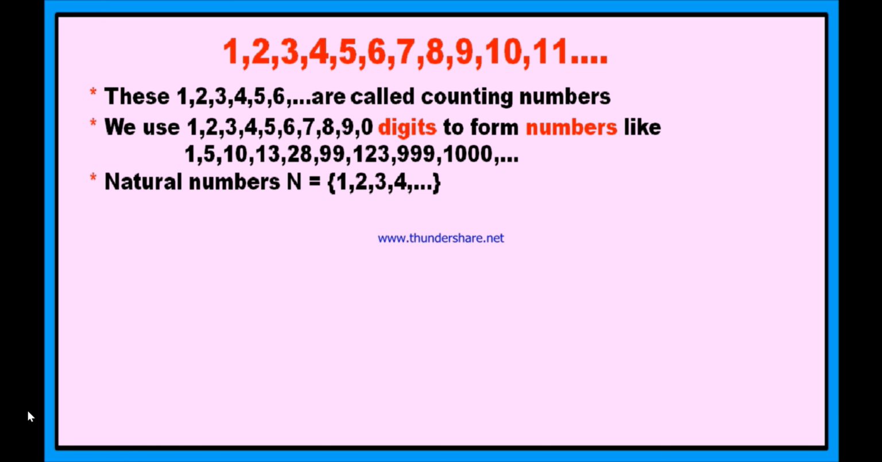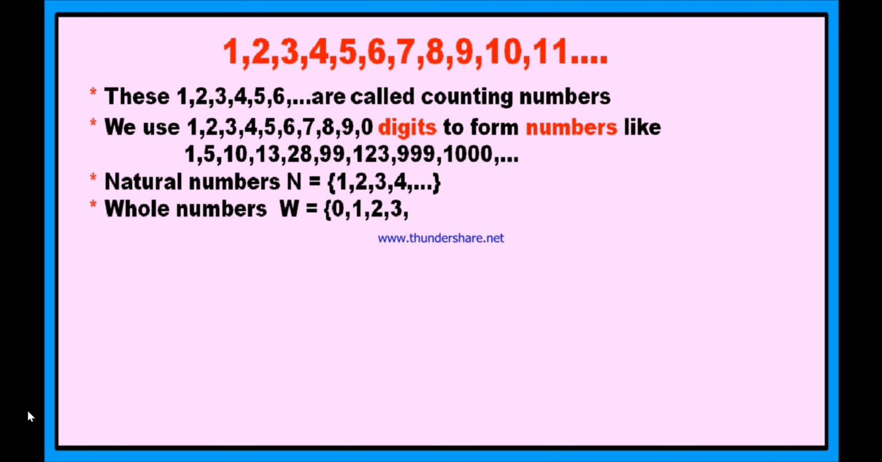Now, the difference between any two successive natural numbers is always 1. And again, if you add 1 to a preceding natural number, you will get the next natural number. For example, if you add 1 to 1, you will get 2. If you add 1 to 2, you will get 3. If you add 1 to 3, you will get 4. If you add 1 to 4, you will get 5. And so on, you can write all these natural numbers. Since n is the first letter in the word natural numbers, these natural numbers are denoted by the letter N.